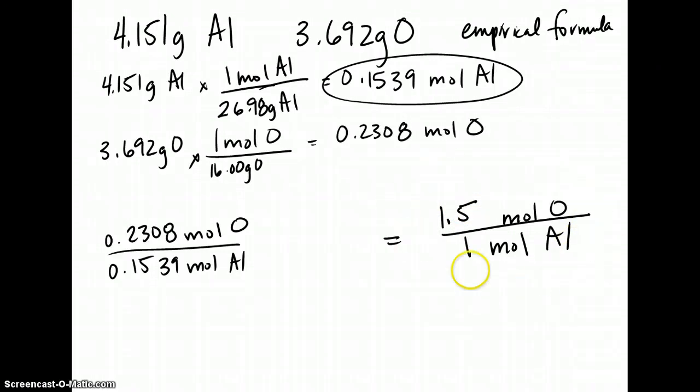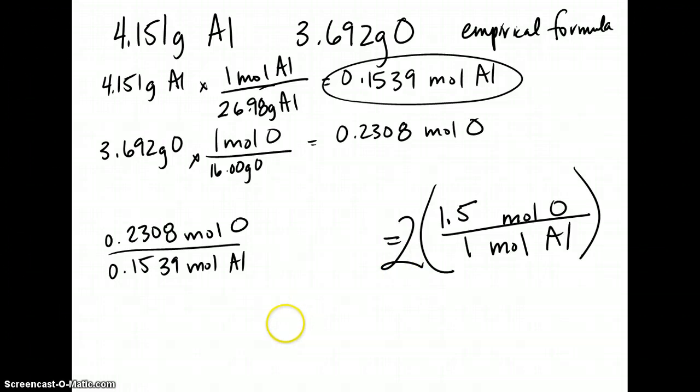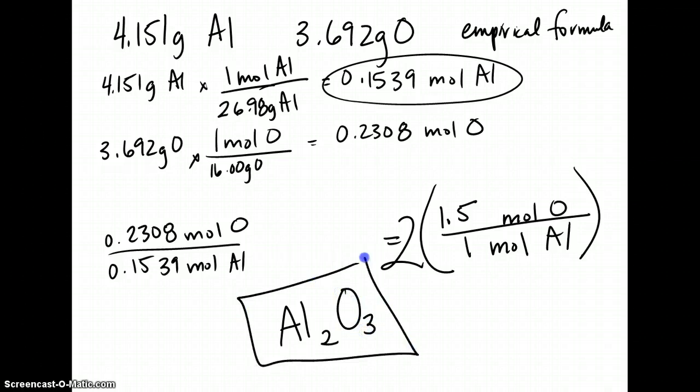And that's going to be impossible to write in an empirical formula because it's not a whole number. So we think to ourselves, okay, how can I make this a whole number? I can make it a whole number if I multiply everything by 2. So I multiply everything by 2, which means that, and remember, because I said aluminum first in my ratio, I'm going to have 2 aluminums for every 3 oxygens. And there's my empirical formula.